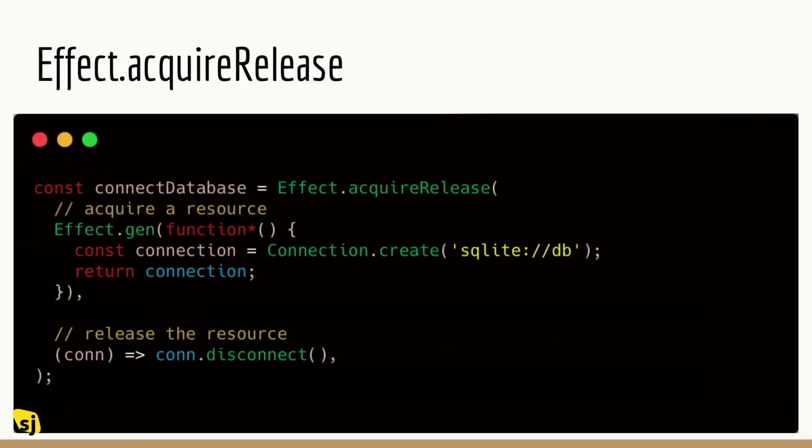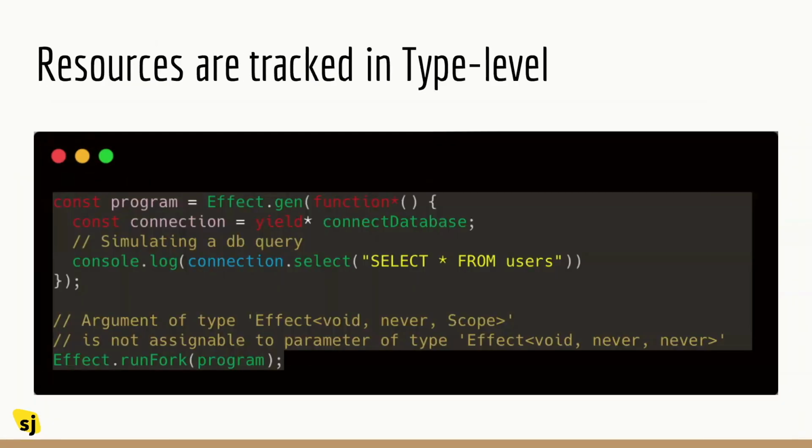The way they help you track this is that they've got this helper called acquireRelease. So acquire is how you create the resource, or how you acquire the resource. That's the first parameter. I've just created the connection object. And the second is how you release the resource. And the way you use it is that you just yield star. It's not very different. And then now you can do whatever you want with the connection.